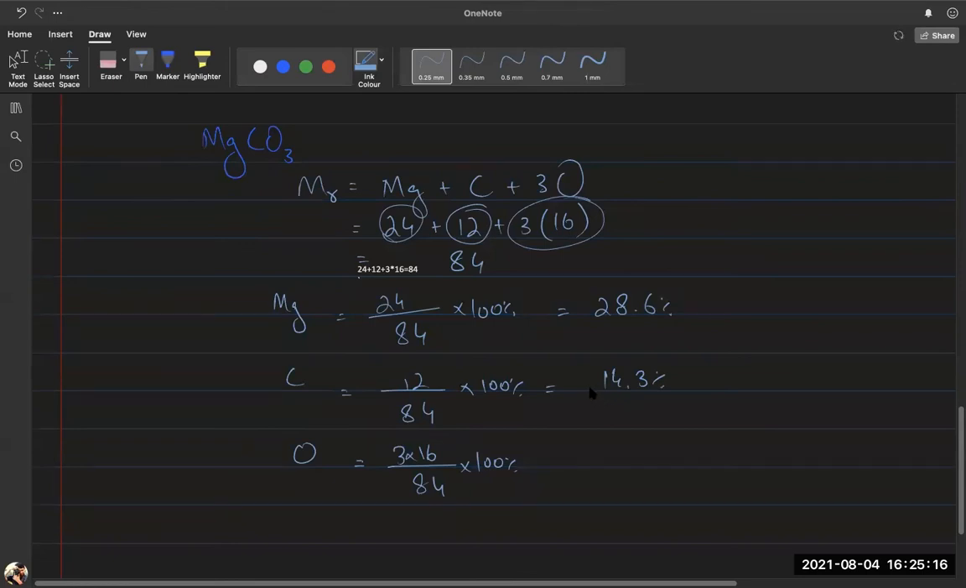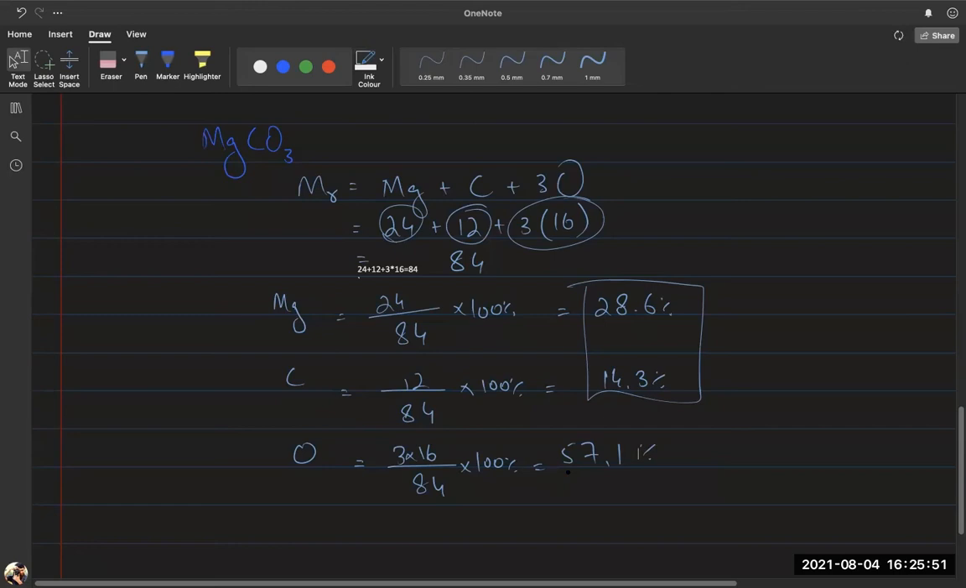And the last one, there are 2 ways of finding that out. Either you do 48 over 84 times 100%, or you can add up 28.6 and 14.3 and subtract that from 100%. So that is 71.4, and then 71.4 minus 14.3, that is 57.1. So there are 2 ways. Either you do the formula or you just add them up and subtract from 100%. And that gives you 57.1%.